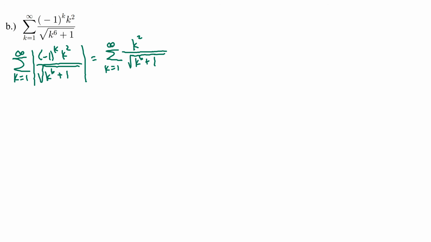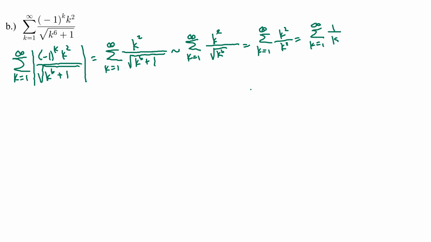The next thing we might try is maybe a comparison test. Let's try a limit comparison test. So this is going to be similar to the series from 1 to infinity, and I'm just going to take the leading terms in both the numerator and the denominator. If we reduce this, we have k squared over k cubed, or our very famous harmonic series, 1 over k. This is definitely divergent.